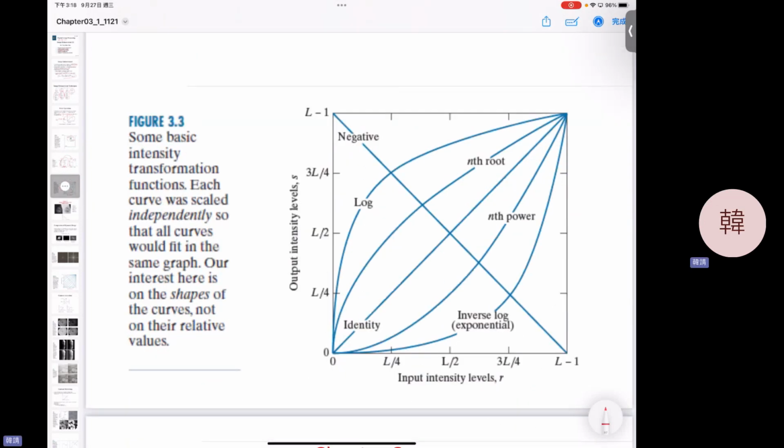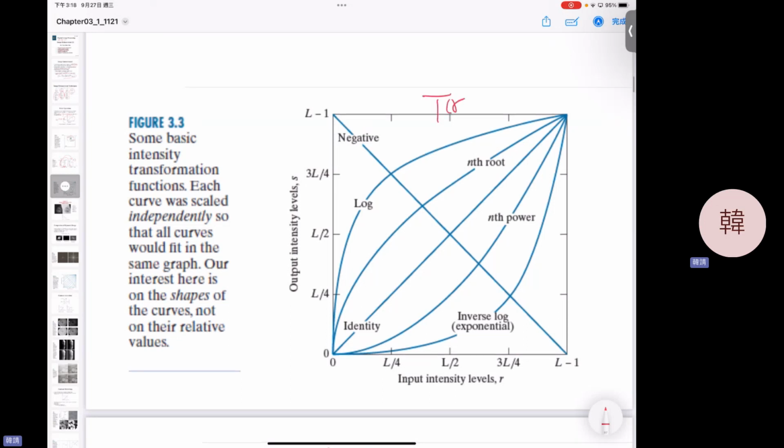This is also a very easy way to perform an enhancement technique. Every single curve is a kind of transformation function, T of r. Remember, every curve is a different transformation. Here are three different types.